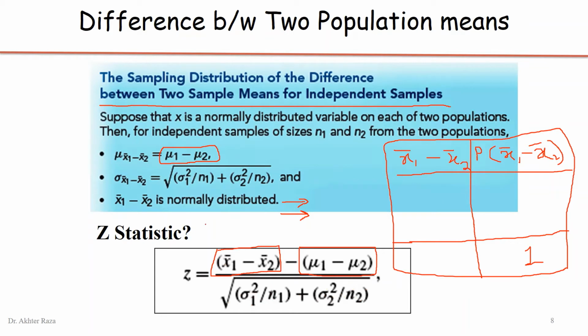So this Z score will be used. This Z score can only be used in two situations. One condition is the population is normal. The second condition is the sample sizes are large. If any of these two conditions is fulfilled, then we can use this Z score. Otherwise, we cannot use it.